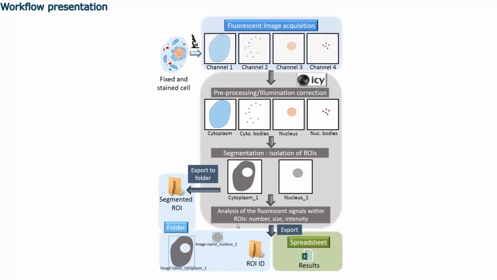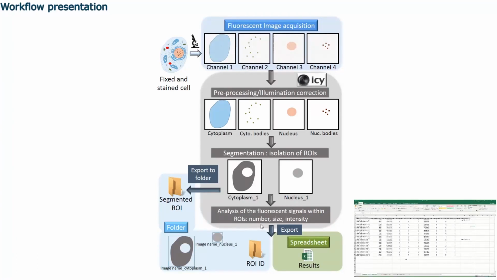Fluorescent signals are then analyzed within the ROIs, and multiple features, such as location, size, shape, intensity, texture, spot number, and size, are exported into an automatically created spreadsheet.